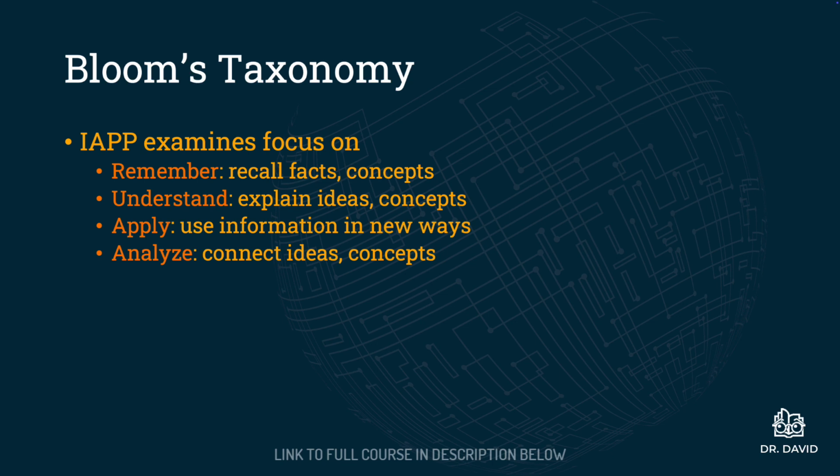Well, what exactly does that mean? For the remember tier, the primary function is that you're able to recall facts and concepts. For understand, this means that you're able to explain ideas and concepts. So you recall, okay, I know what supervised learning is, and then you can explain that to someone else that perhaps does not know what supervised learning is. Similarly, you're able to apply those ideas, facts, and concepts in new ways to real-world scenarios.